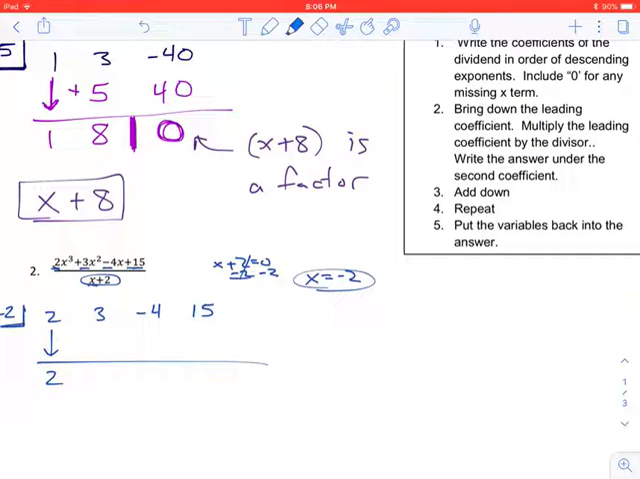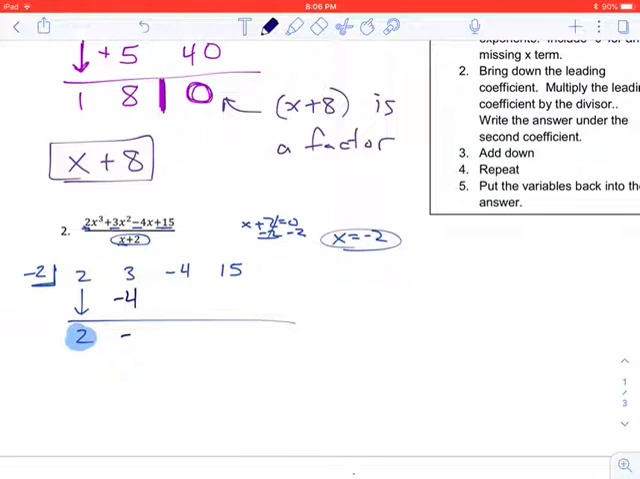Step 2, bring down that, multiply. So 2 times -2 is -4. Add down, that's -1. Let's go again. -1 times -2 is +2. Add down, that's -2. And now multiply one more time. -2 times -2 is +4. So +4 goes right here. Add down, that's 19. Since that's the last one, that is my remainder.